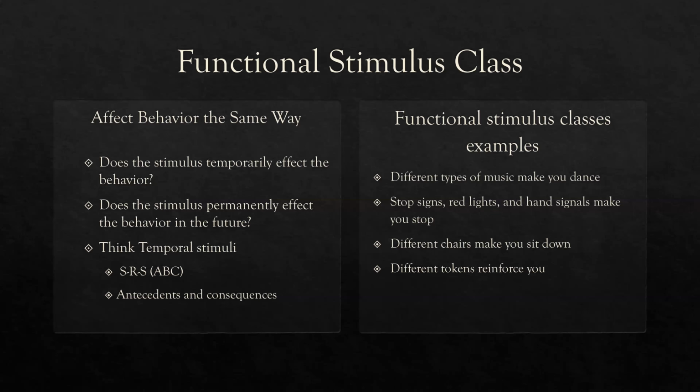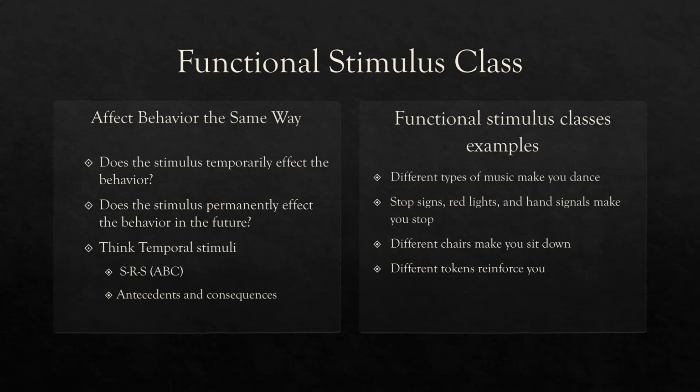Same with the consequences. When you're thinking antecedents, you're thinking consequences, you're thinking what is evoking that behavior, what is reinforcing or punishing that behavior. All those things are just stimuli. And all those different types of antecedent stimuli make up a functional stimulus class. All those different consequent stimuli can make up a functional stimulus class. Whatever is affecting the behavior the same way can make up functional stimulus classes.